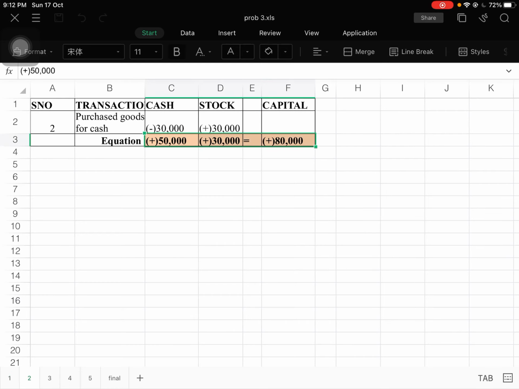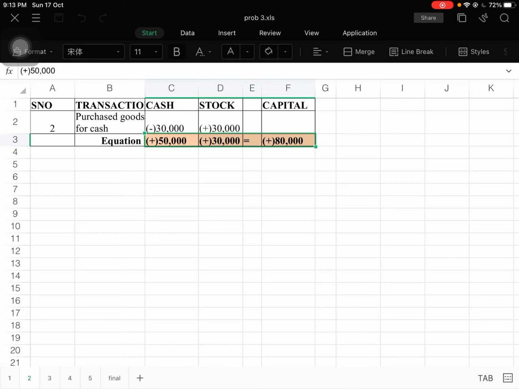Next, transaction number 2, purchased goods for cash. So this is a cash purchase. That means stock of goods are coming into the business. Eventually there is an increase and decrease in actual assets. So in case of cash, what happens? Cash is getting decreased now because out of the available cash, 30,000 is taken and with that they are purchasing goods. So stock is actually coming inside. There is no change in capital. Solve the equation as plus 50,000 cash, plus 30,000 stock, and capital remains the same, plus 80,000.